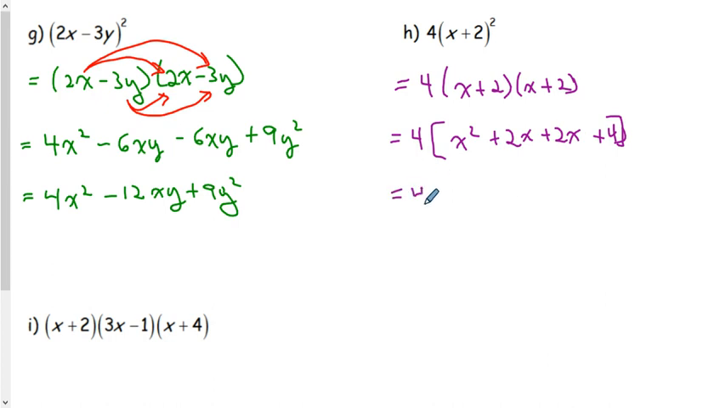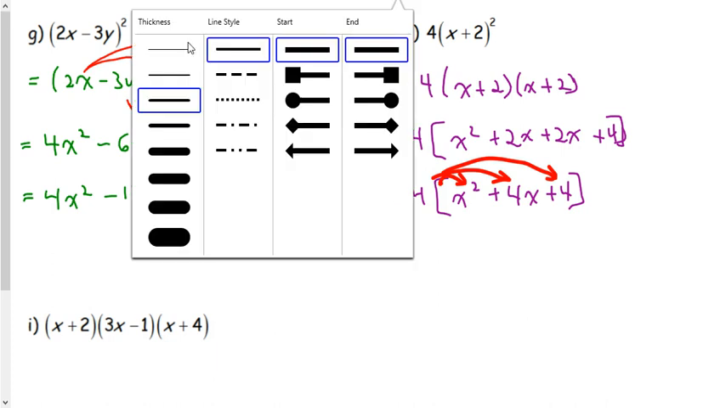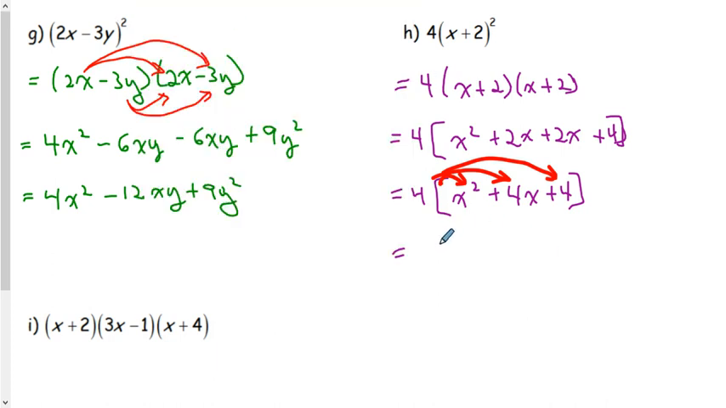Let's collect our like terms. 2x plus 2x, that makes 4x. Now we're going to multiply that 4 through the brackets. Four times x squared is 4x squared. 4 times 4x is 16x, and 4 times 4 is 16. Okay, now we got it in standard form.